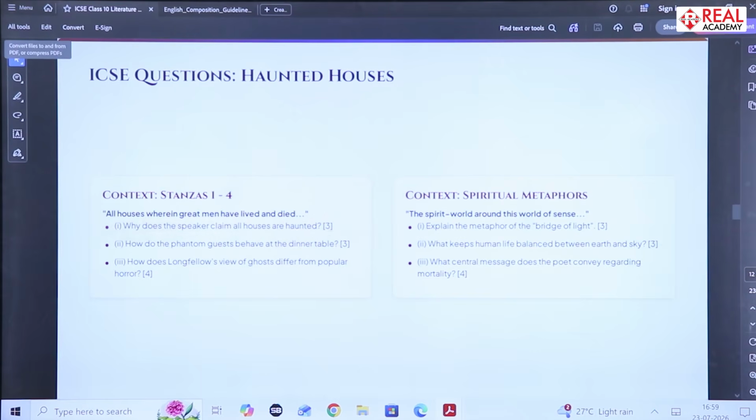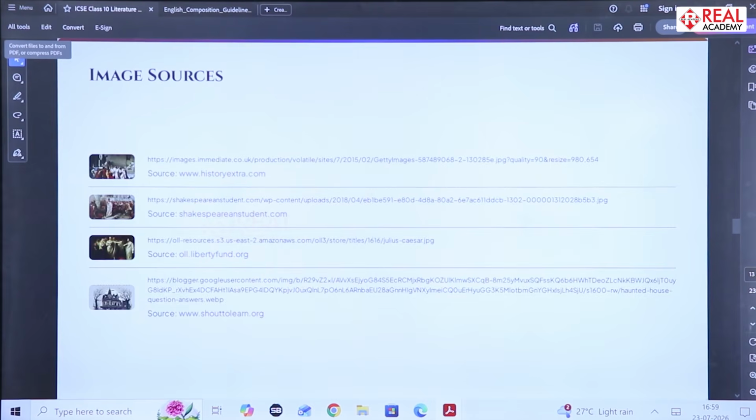Spiritual metaphors: the spirit world around the world of sense. Explain the metaphor of the bridge of light. What keeps human life balanced between earth and the sky? What central message does the poet convey regarding mortality? These are the different sources from where you can get questions.